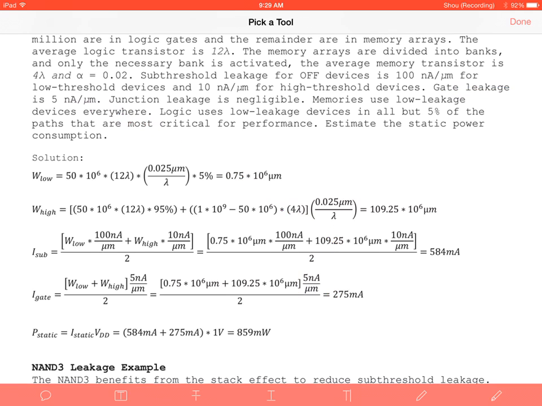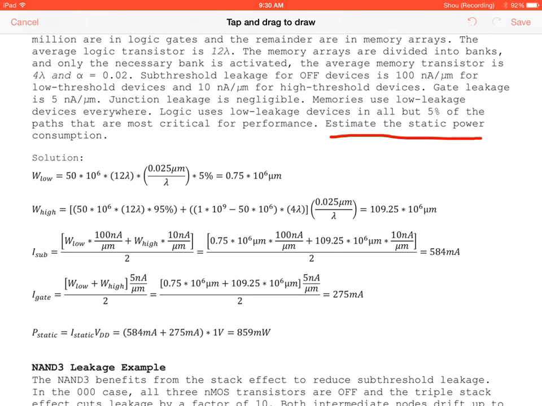And so, taking that back to a power consumption, which is ultimately what our problem wanted, we asked to estimate the static power consumption. P static, as we defined earlier, is equal to the static current times the supply voltage. And so we have our subthreshold and our gate current multiplied by 1 volt, which ends up being 859 milliwatts.